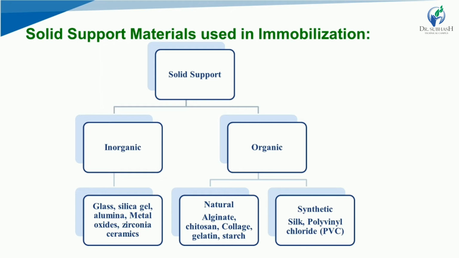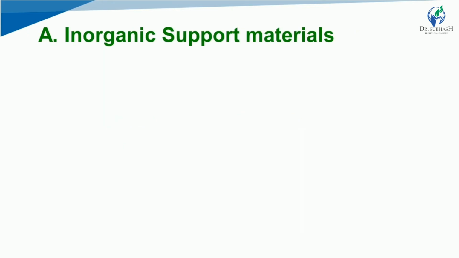In synthetic, if we see, it's silk, polyvinyl chloride, PVC is also one of the examples, and you can also add nylon, polyamide, and polyacrylate. So these are some of the examples of synthetic. Now we will see one by one what these mean. First we are going to target inorganic support materials, and how they are useful.